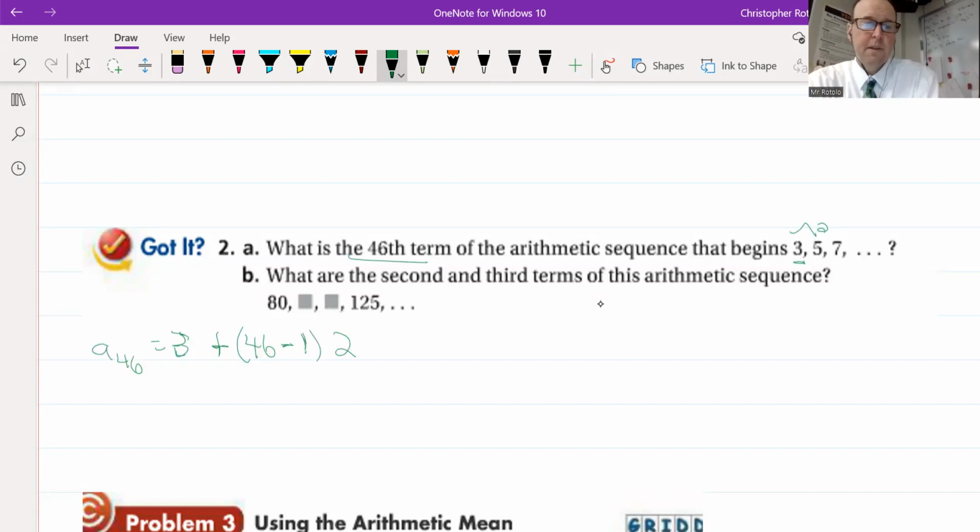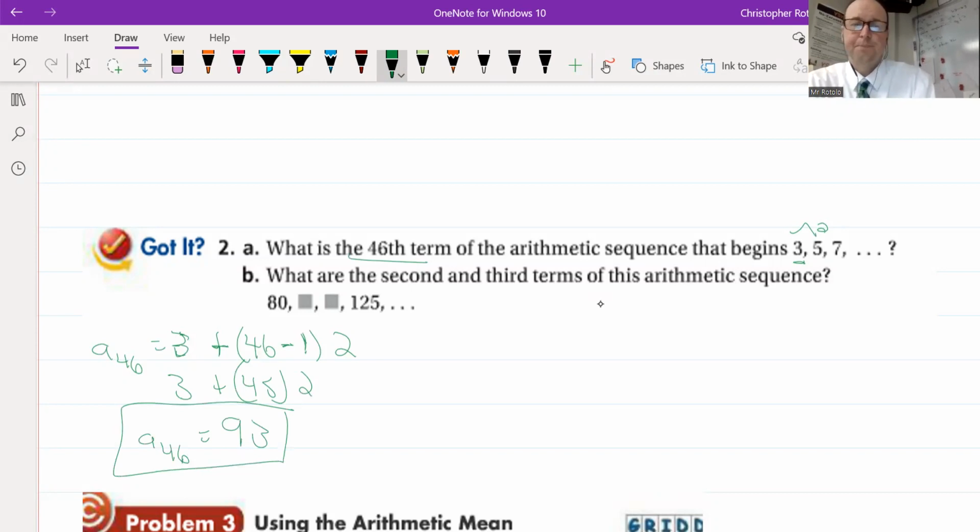Pen's really not working with me here, so sorry about the way that looks. So that's 45 times 2. All right, so 45 doubled is 90 plus 3, so for a sub 46, we get 93. So the 46th term of the sequence is going to be 93.